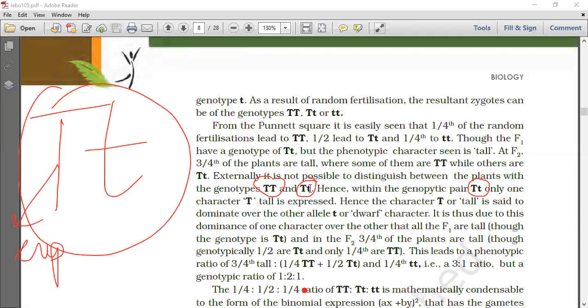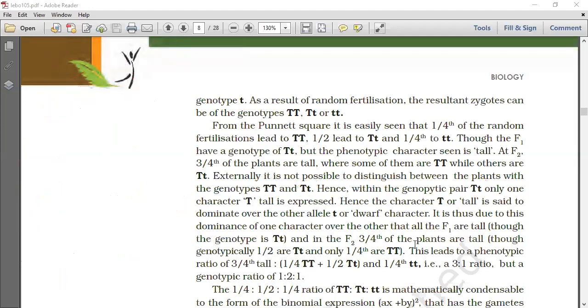What do you call that expressed one? Dominant. Capital T, tall, is expressed, and the capital T of tall is said to dominate over the other allele, small t, which is the dwarf character. It is thus due to this dominance of one character that all the F1 are tall, though the genotype is capital T small t. And in F2, 3/4 of the plants are tall, genotypically 50% heterozygous tall and 25% homozygous tall.